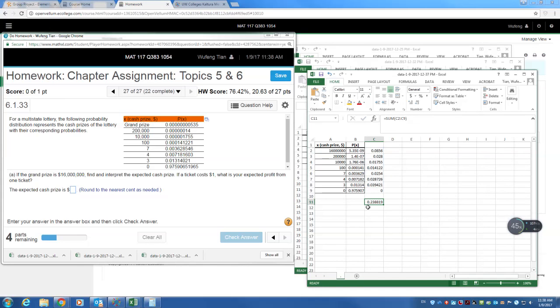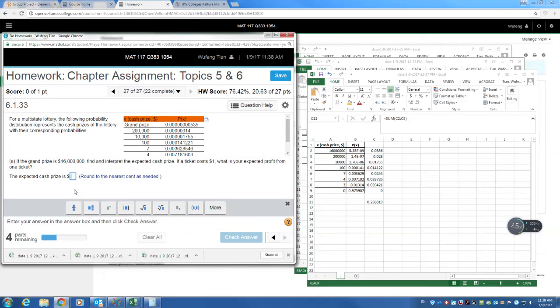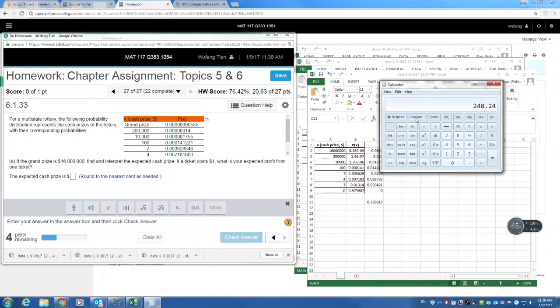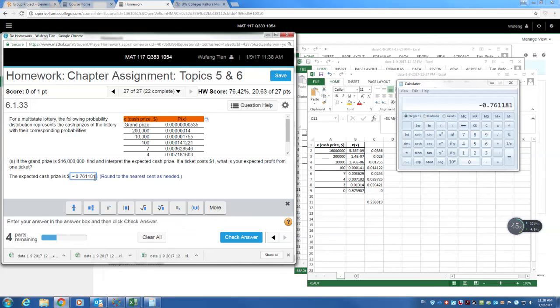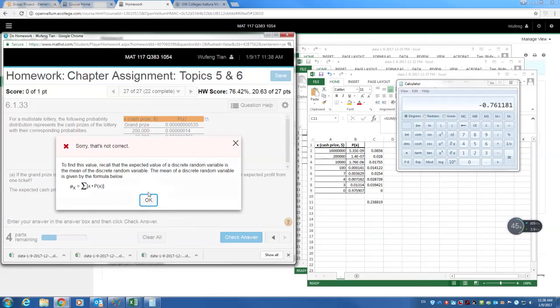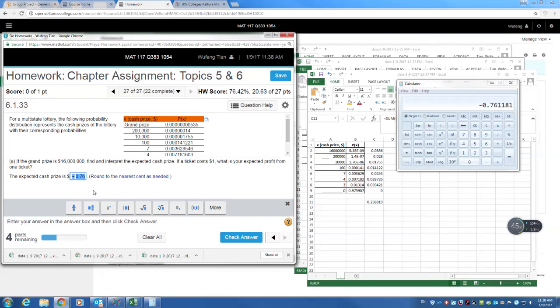Okay, if it's $1, your return is 0.2388. What's the profit from one ticket? What is your expected profit? Here it's 0.238819 subtract $1. This is the profit. Round to the nearest cent. Actually, the return doesn't count that you spent $1. 24.